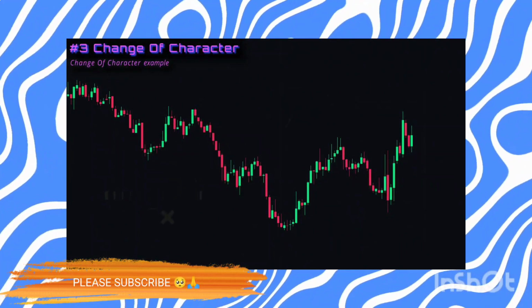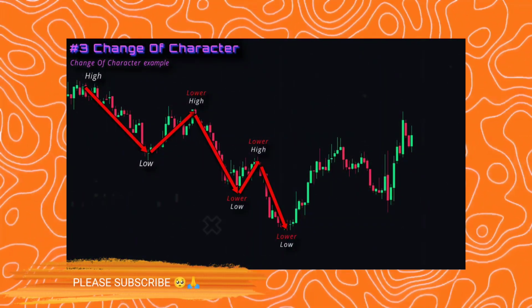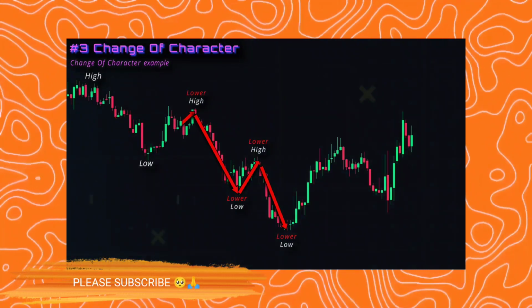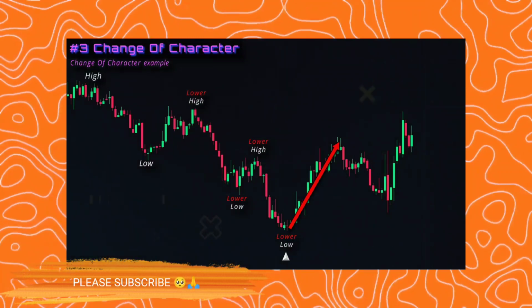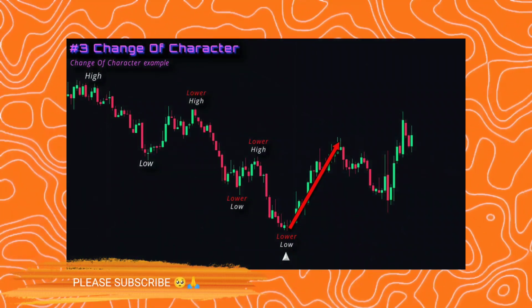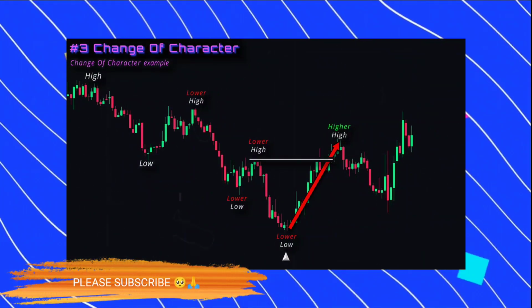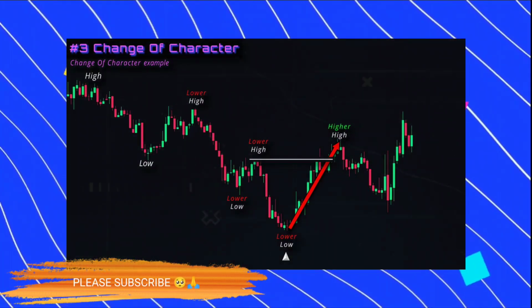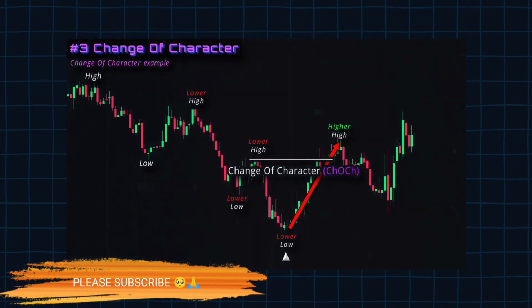So in this chart, we can see that the price is forming lower highs and lower lows, indicating a downtrend. However, at some point, we can see that after the price formed lower lows here, price went up, but this time, it managed to break above the previous highs at this point. Notice that before, price always managed to stay below the previous highs, but this time, it broke above it. And this is what we call a change of character.